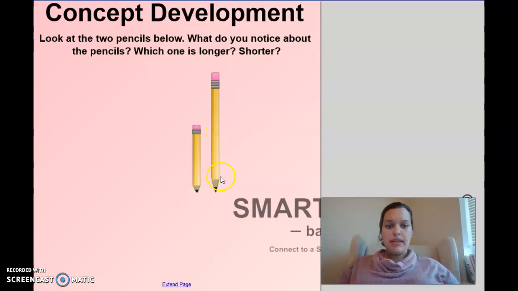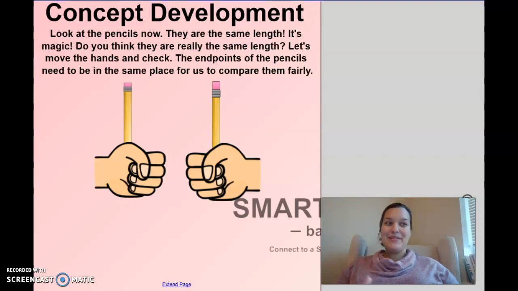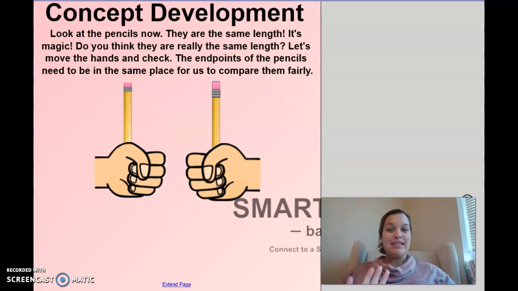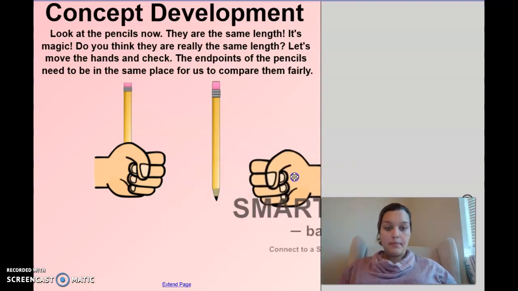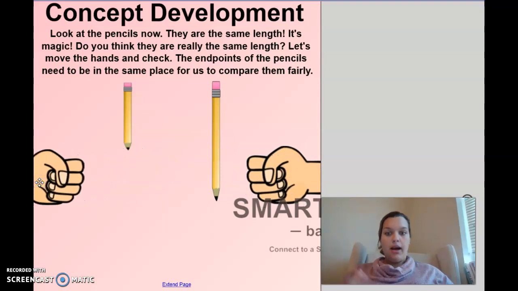So if this pencil is longer, what could I say about this pencil? This pencil is shorter than this pencil. Great job. I'm going to do another magic trick, okay? See, I told you I was good. I put my hands and I covered the pencils and I made the pencils the same length. I really didn't do any magic. You want me to move the hands? Okay. You're right. I didn't do any magic. The pencils are not the same length at all.